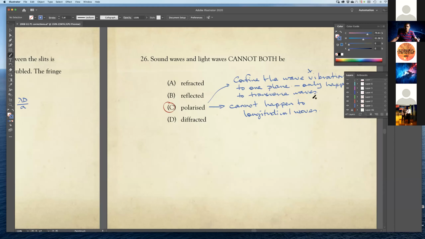Polarization is where you confine. I just wrote it here. Polarization.